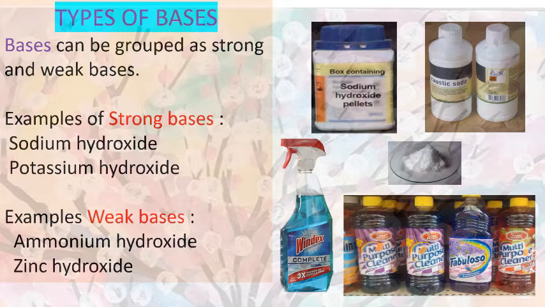as caustic potash. Weak bases. Weak bases are not so corrosive as the strong bases. So whether it is corrosive or not, every chemical should be handled with care. Examples of weak bases are ammonium hydroxide and zinc hydroxide.